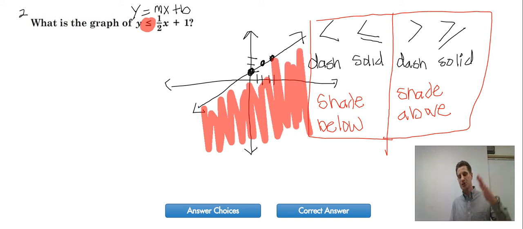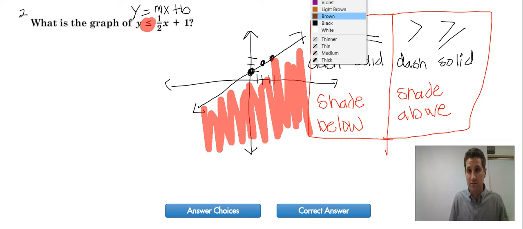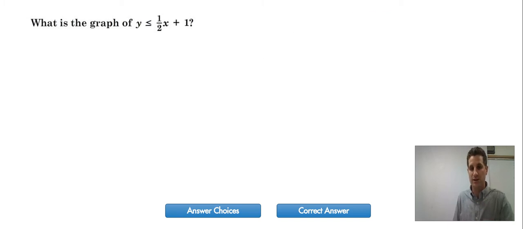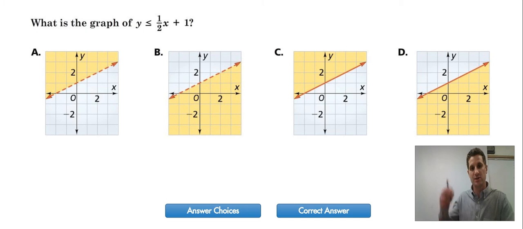So that means anything shaded below this line is actually a solution. I can plug in any point. Let's do blue, and let's make it thick. I could pick this point here, this point here, this point here, this point here. All of these are solutions to our inequality. So that's what it should look like. Now, it gives me some answer choices. Now we know what it looks like, I'm going to erase it, and let's take a look at some of our answer choices.